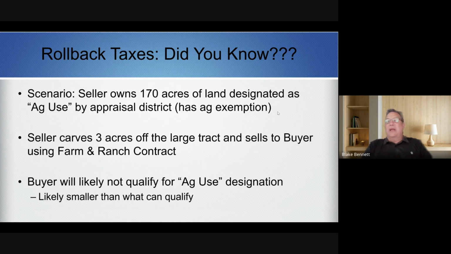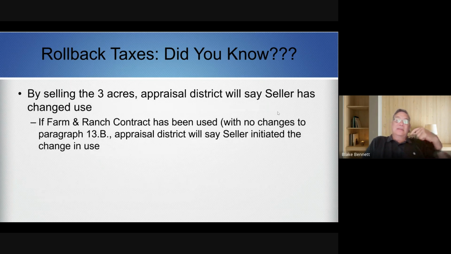Okay, I just went over this example. 170 acres has ag exemption. Seller carves off 3 acres, sells to buyer using the farm and ranch contract. Buyer's not going to qualify for the ag exemption on 3 acres. Selling 3 acres, appraisal district will say the seller's the one that changed the use. Farm and ranch contract says whoever changes the use is the one that pays the rollback.